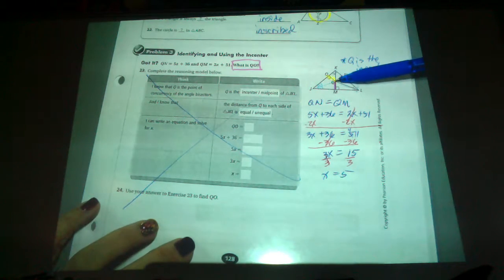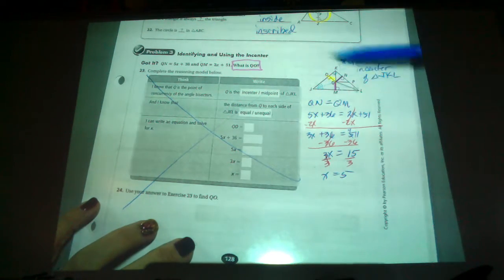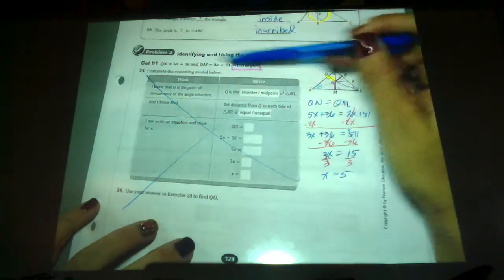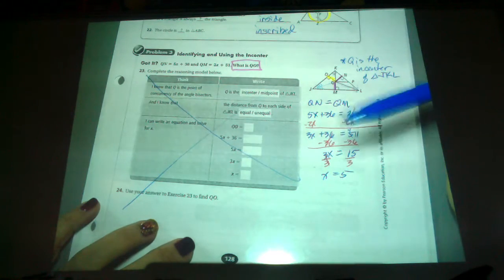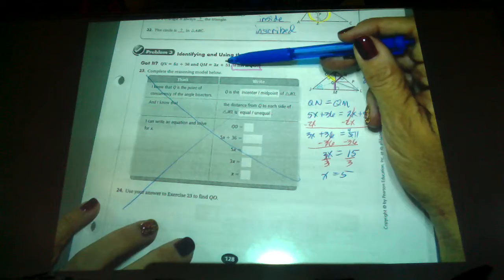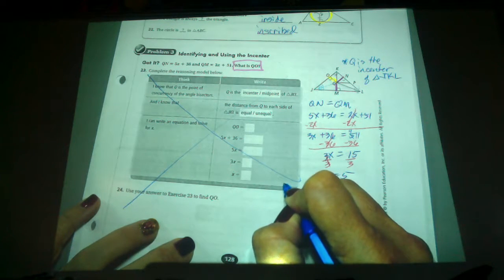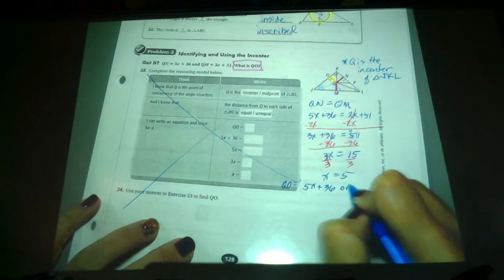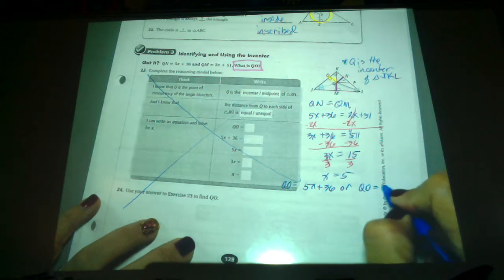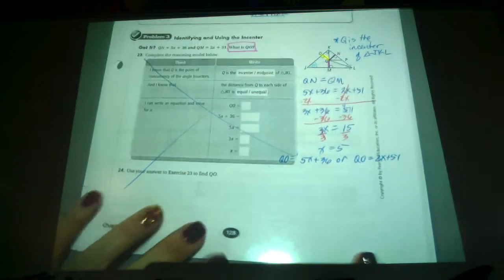So how do I solve for QO when I don't know its value? If Q is the point of concurrency, then all three of those pieces are equal. Can't I use either one of these? Which one looks nicer to use? I'd rather use this one. Your textbook here uses this one. But I'm going to prove to you it doesn't matter which one we use. So QO could equal 5x plus 36, or QO could equal 2x plus 51. So we're going to use either one.